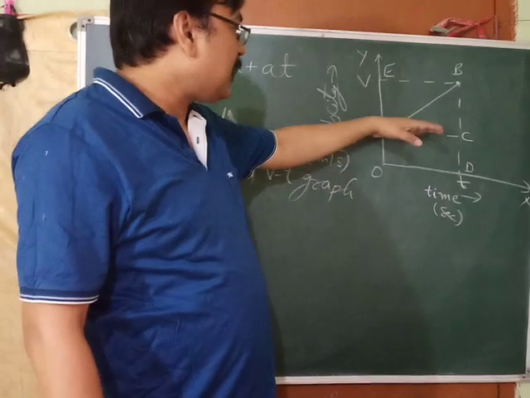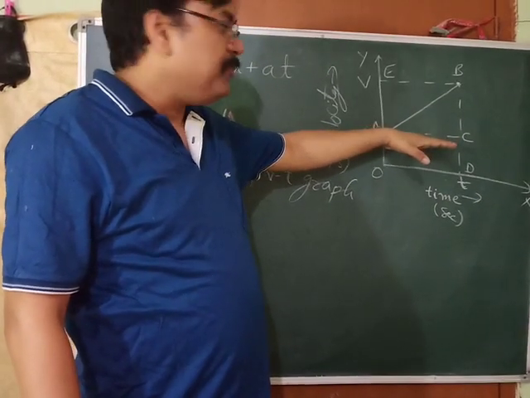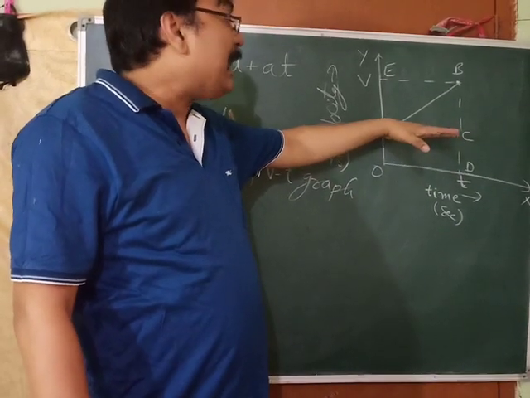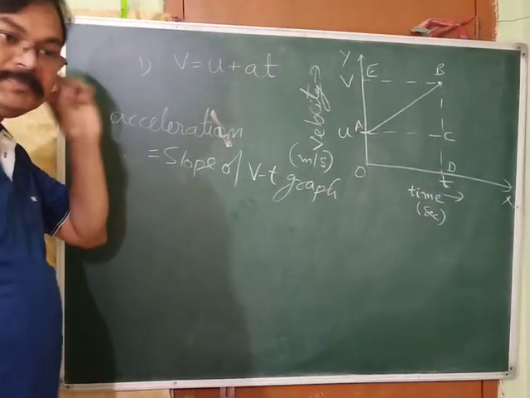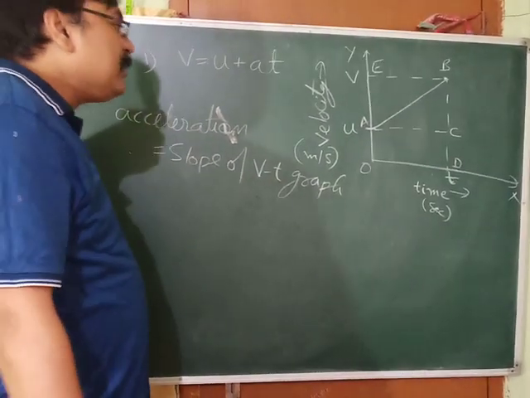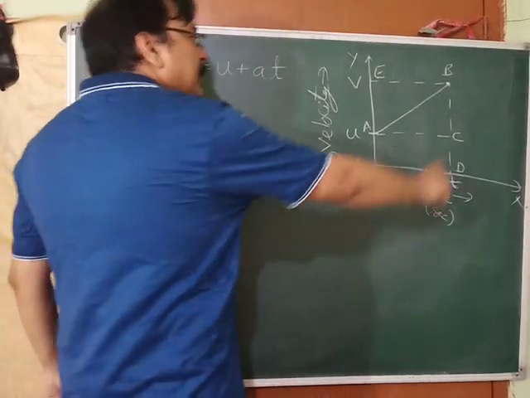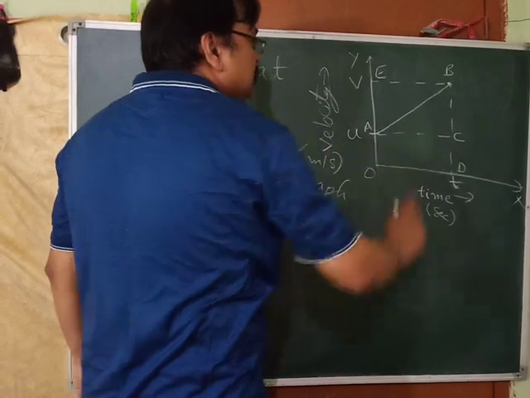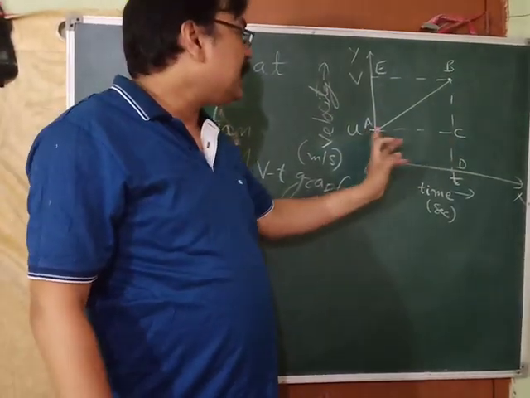See, the x-axis is far away from here. So whichever line is parallel to the x-axis, with that line, how much it is inclined, that is called slope. Okay. And that slope is found out by perpendicular by base. So perpendicular is BC and base is AC.